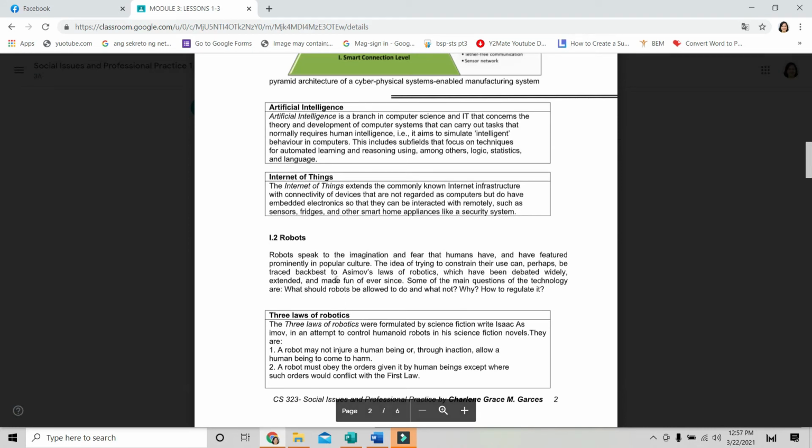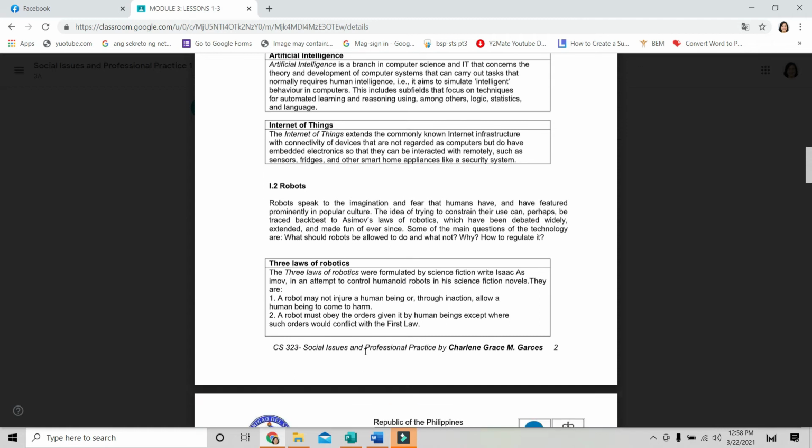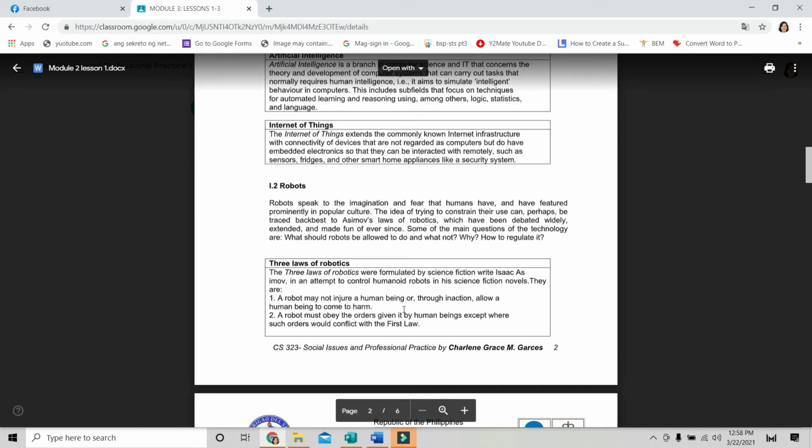So we have robots. Robots speak to the imagination and fear that humans have, and feature prominently in popular culture. So if you watch the video, you will appreciate the AI and the robots. There are three laws of robots. The first one is a robot may not injure a human being. If you are the programmer, the analyst, or part of the group who will create AI and apply it, who will create robots related to AI, these are the things you need to keep in mind. The first one is a robot may not injure a human being or, through inaction, allow a human being to come to harm.